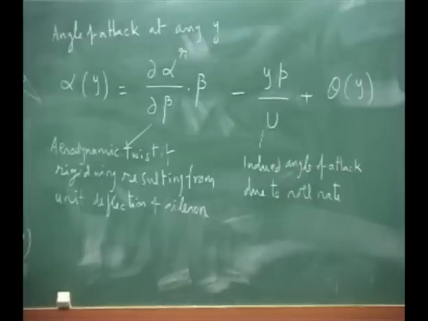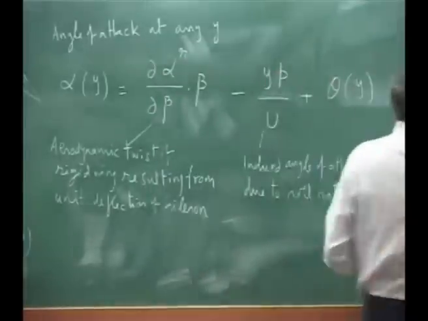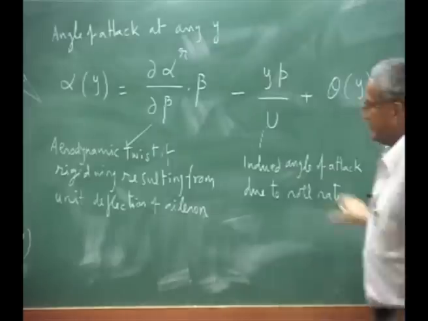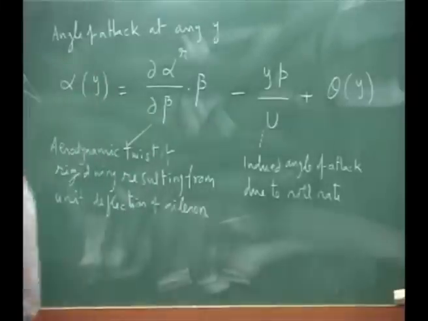Now you go back and start looking at our elastic twist equation, because the equation does not change. That is why the torsional equation for a straight wing remains the same. Only thing is, we have to identify which are the places where I change my terms due to this.